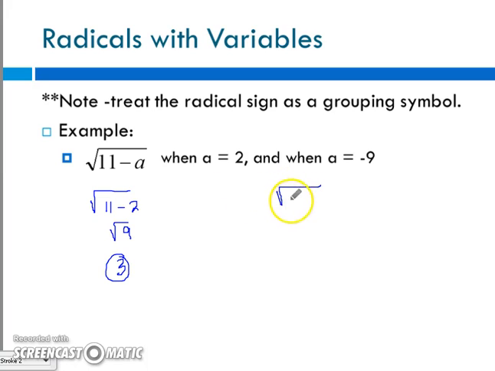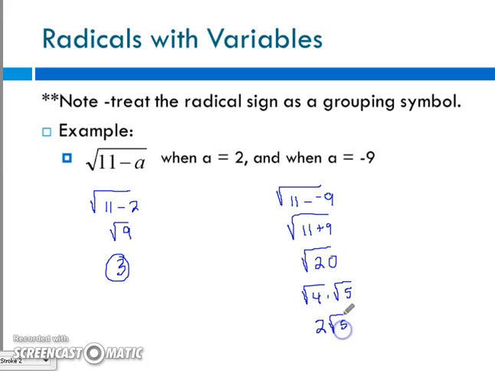The square root of 11 minus a negative 9 would be like the square root of 11 plus 9. So then the square root of 11 plus 9 comes out to be the square root of 20. And in simplified radical form, taking out the perfect square factors, we could write this as the square root of 4 times the square root of 5, because 4 is a perfect square. So the square root of 4 is 2, times the square root of 5. Here's our answer in simplified radical form.